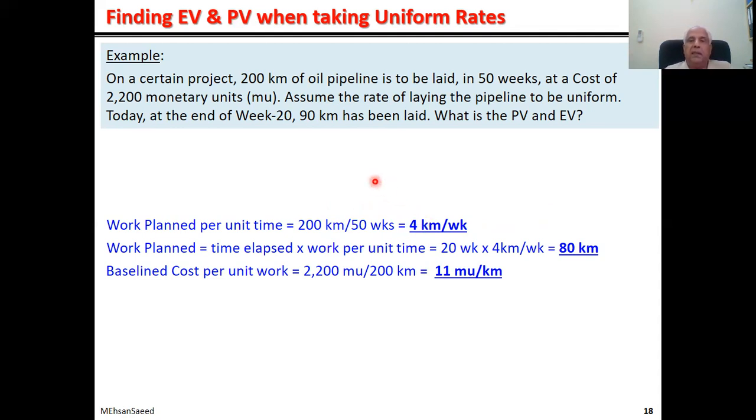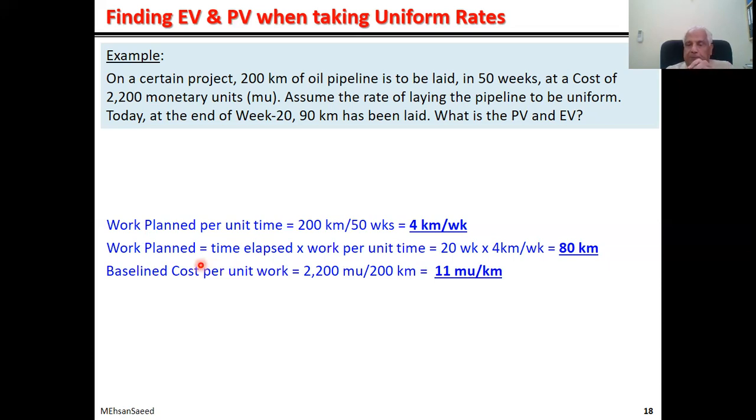And then it is 2,200 monetary units for 200 kilometers. So it is 11 monetary units per kilometer. This is what I was talking about, taking quantities per unit. So here it is per unit time, and here it is per unit deliverable, or per unit kilometer. The rest is easy. If we have worked out these two quantities, the rest is easy.